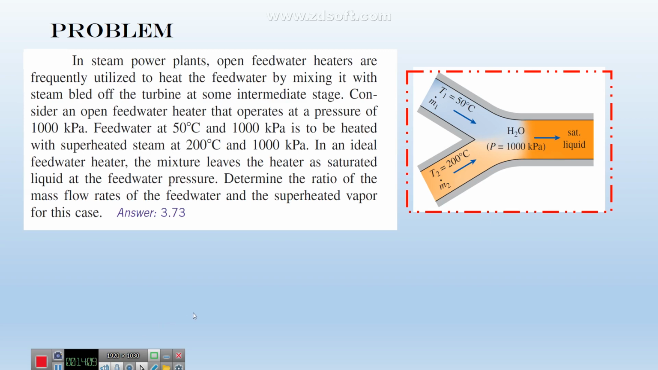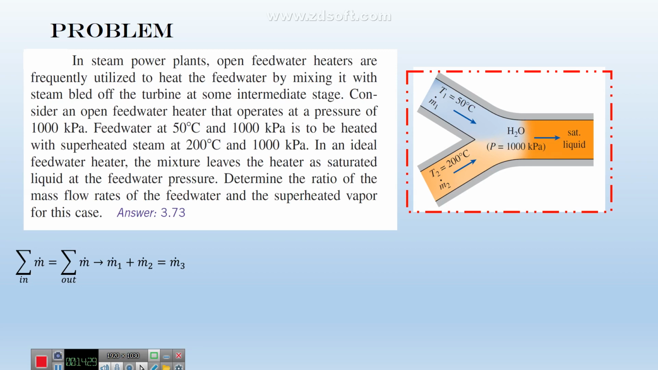Okay guys, so I selected the whole mixing chamber as a control volume. So let's write the mass balance. We can write sigma m dot in equals sigma m dot out. There are two inlets, m dot 1 and m dot 2, and there's just one exit, m dot 3.